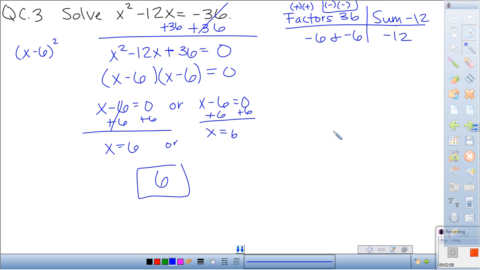So that would be one of those cases where you had a parabola, 1, 2, 3, 4, 5, 6. Its vertex would be right there, because it only has one x-intercept, so that's where your vertex would touch. Okay, that's it for 10-4.